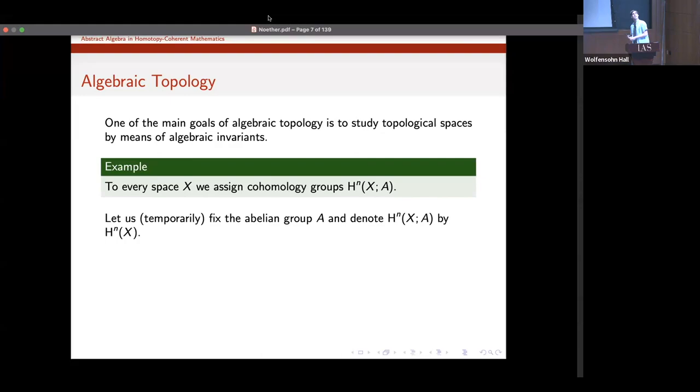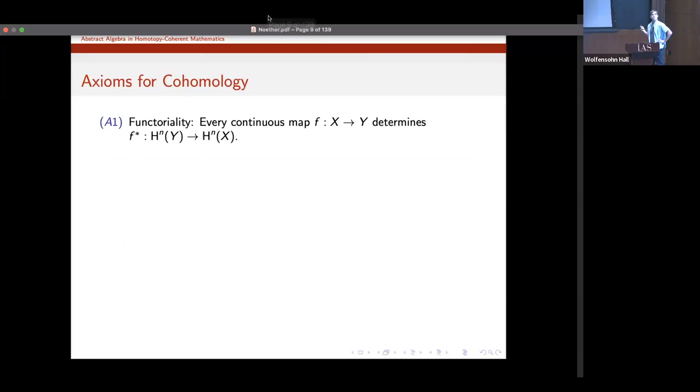There are many different ways of defining these cohomology groups, which turn out to agree when X is a sufficiently nice space. Motivated by this, Eilenberg and Steenrod in the 1940s wrote down a system of axioms for cohomology. They characterize these invariants by a list of properties. What they wrote down is a characterization of homology, so I'm paraphrasing by talking about cohomology instead. So how does cohomology behave? First of all, it's a contravariant functor. Any continuous map induces a map on cohomology groups in the other direction.